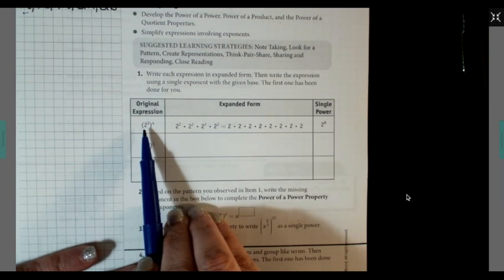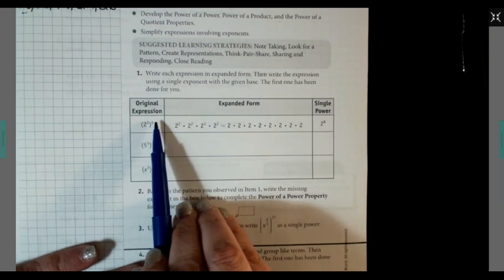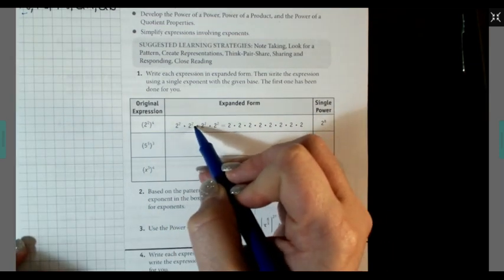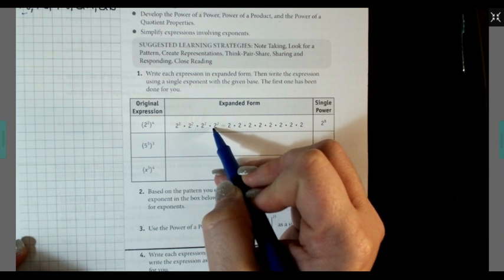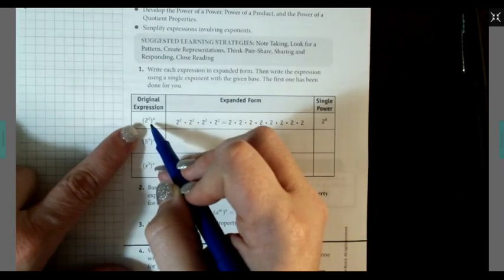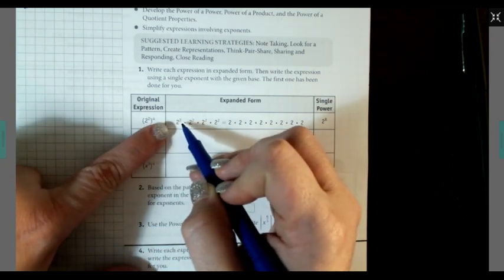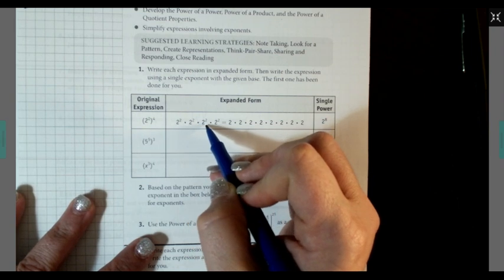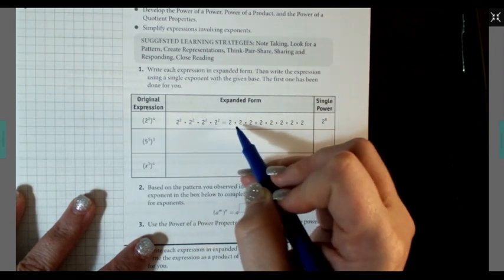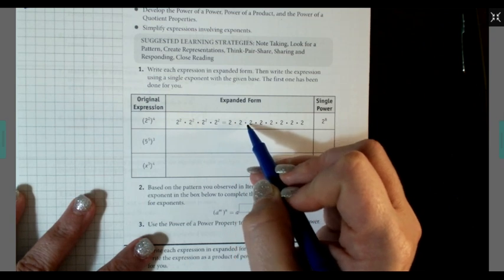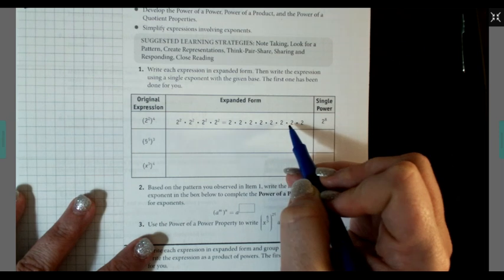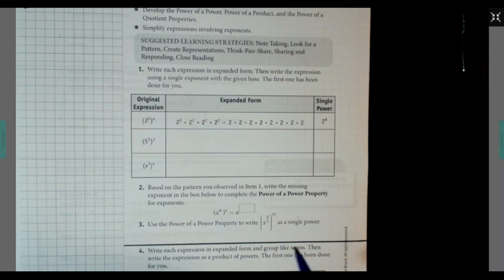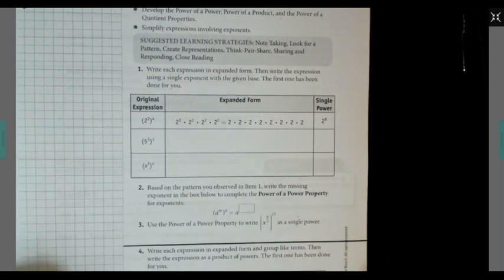So it says 2 squared raised to the 4th power. What that means is 2 to the second, 2 to the second, 2 to the second, 2 to the second, because that's what was inside the parentheses. Now remember, each one of these means 2 times 2, 2 times 2, 2 times 2, 2 times 2. And we ended up getting 1, 2, 3, 4, 5, 6, 7, 8 twos by doing it this way. Let's take a look at the example they have for us.